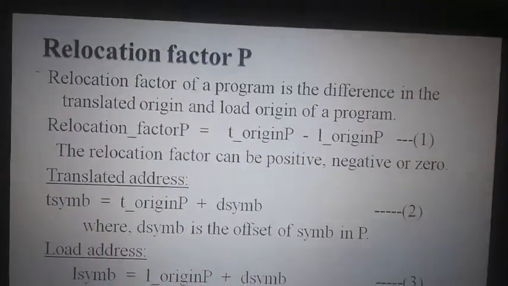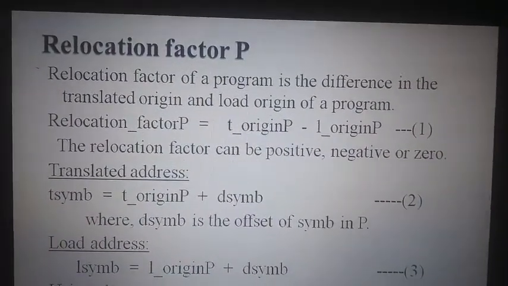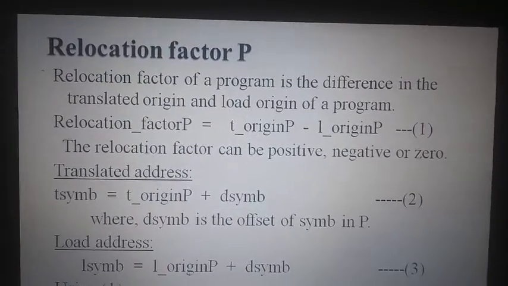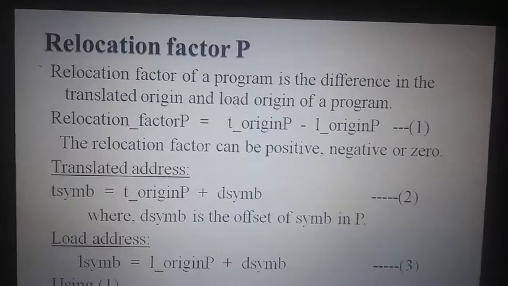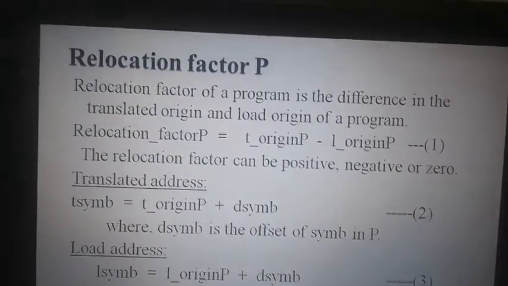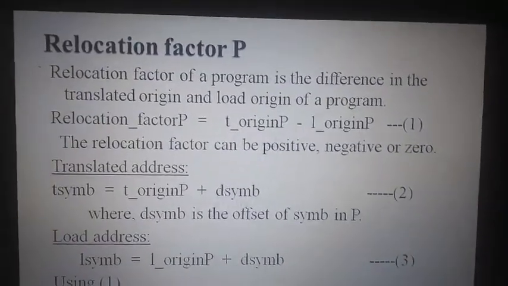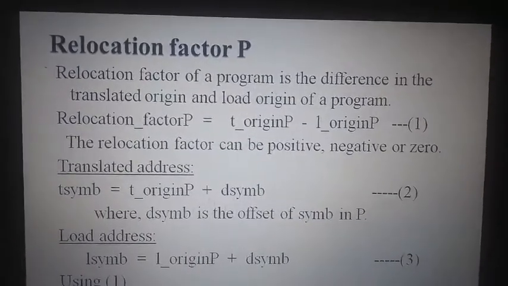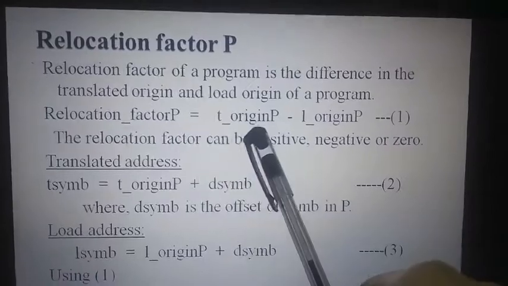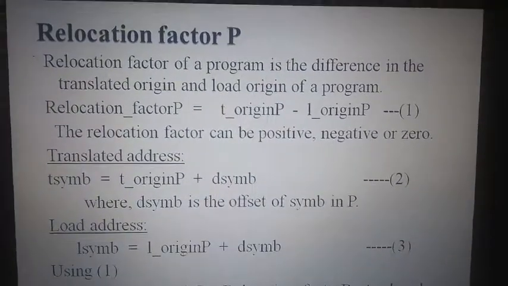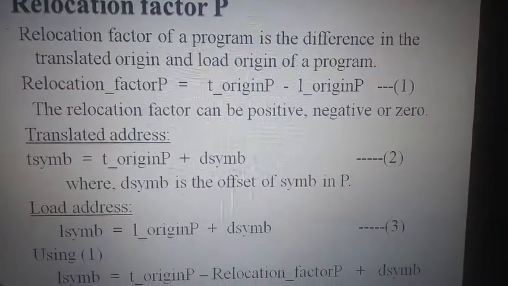So an absolute loader is required, which loads to the same particular area, right? But whenever you want to relocate, whenever you are using a symbol to link each other, then you can change the address of each program, right? To find the address of the program when it is relocated, we use relocation factors. The relocation factor is the difference between the translator origin and the load origin.